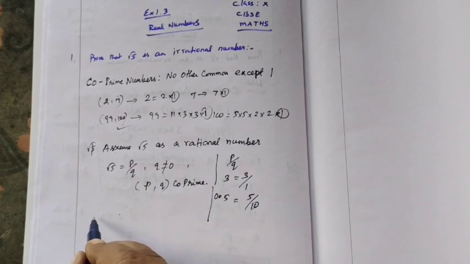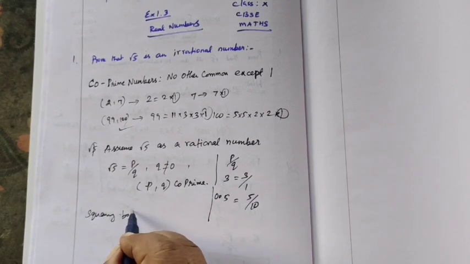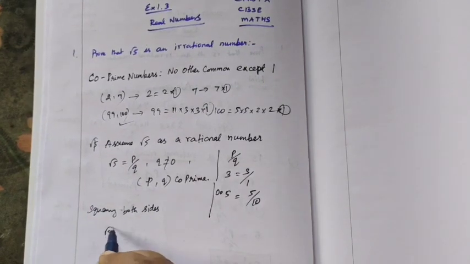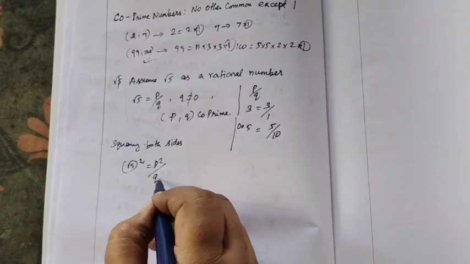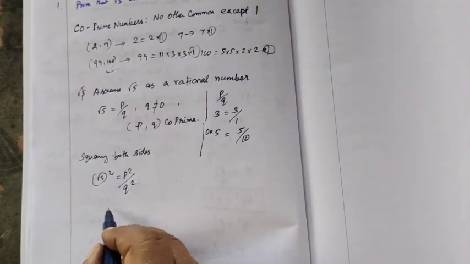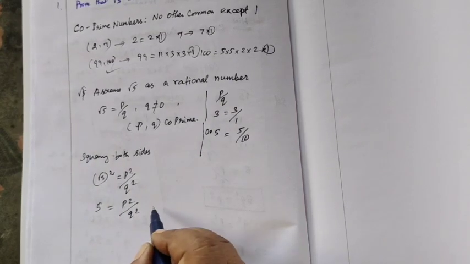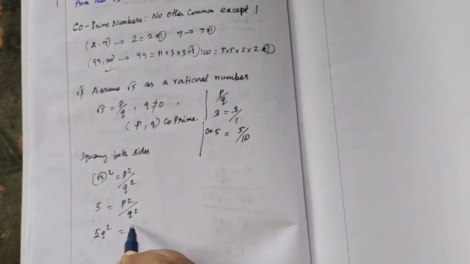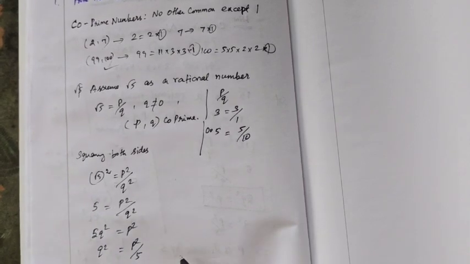Now squaring both sides. So root 5 squared equal to P squared by Q squared. So 5 equal to P squared by Q squared, which implies 5Q squared equal to P squared, or Q squared equal to P squared by 5.